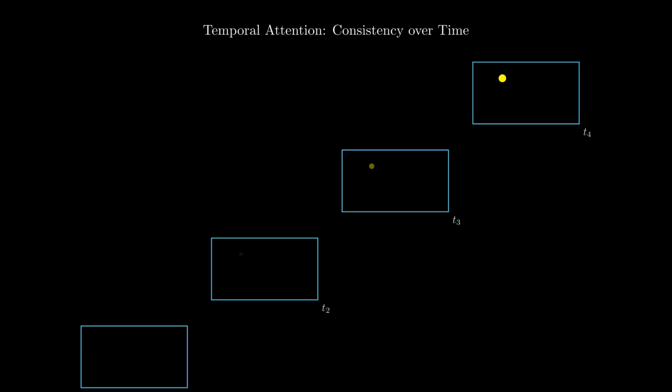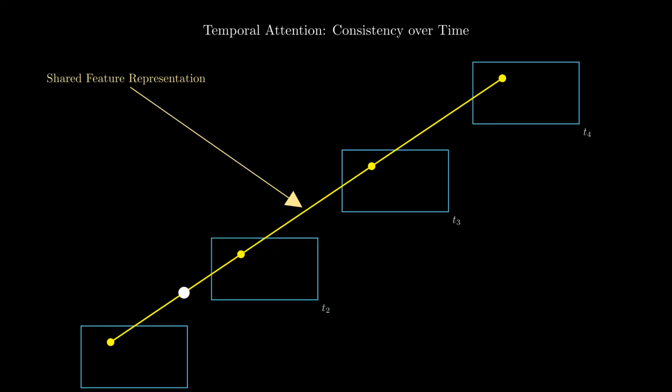To solve this, models use temporal attention. The model literally looks back through the timeline. It attends to the features at the same spatial coordinate across previous frames, creating a temporal link. This allows information to flow from the past to the present, ensuring that a blue sky remains blue and a moving object maintains its identity, frame after frame.